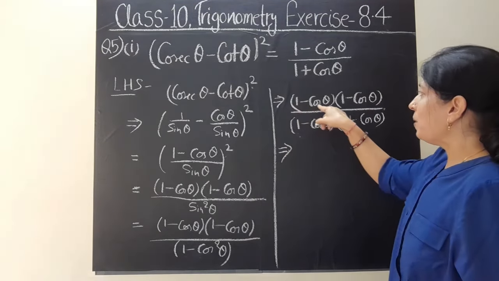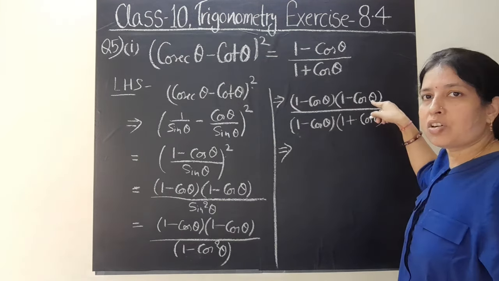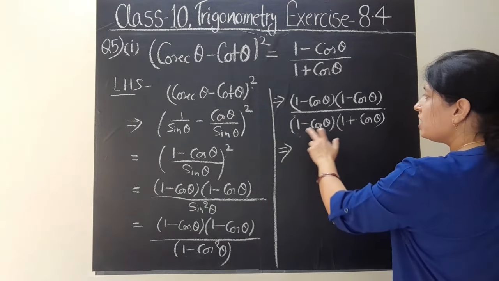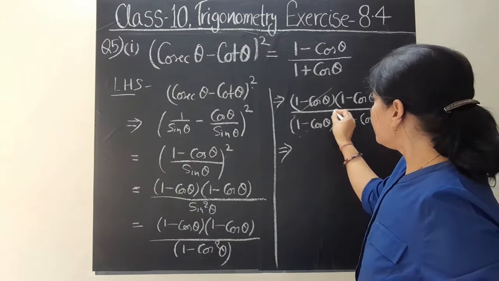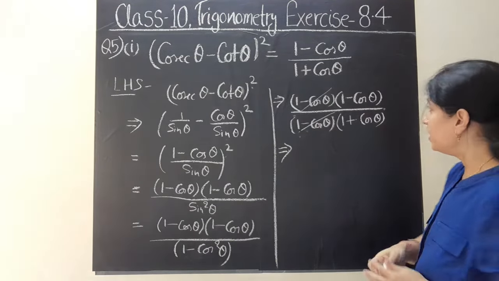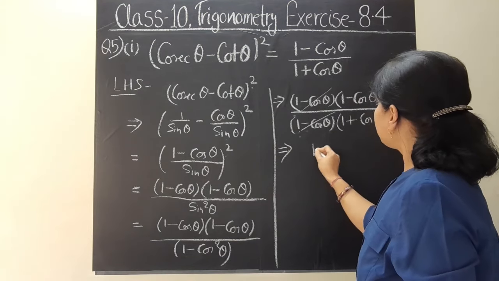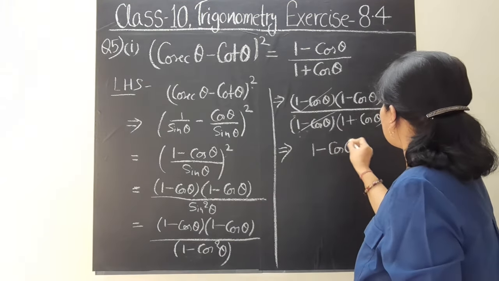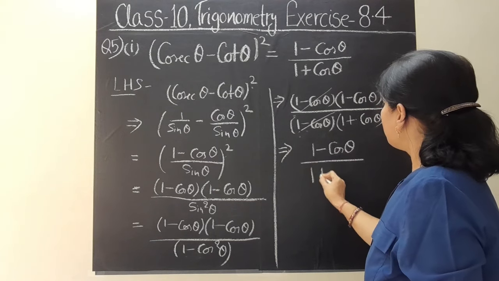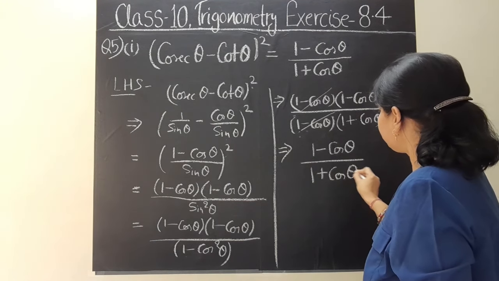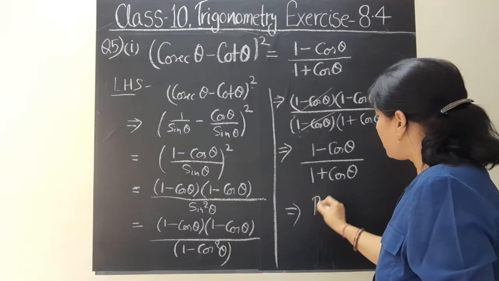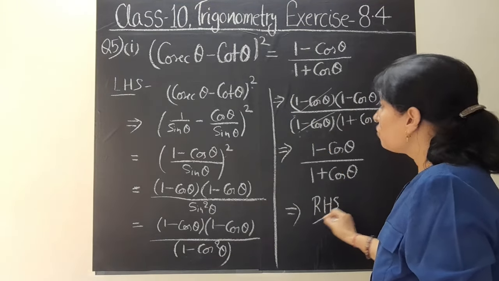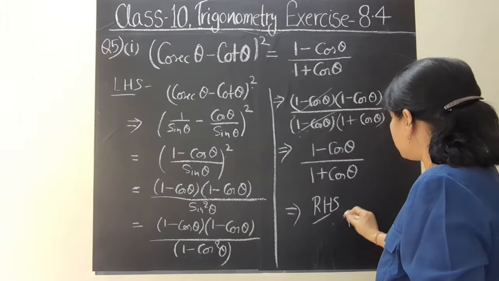Look here, 1 minus cos theta into 1 minus cos theta divided by 1 minus cos theta into 1 plus cos theta. So this 1 minus cos theta and this 1 minus cos theta will cancel. Then you will get 1 minus cos theta divided by 1 plus cos theta. So look, this one is RHS. So LHS is equal to RHS. This is proved.